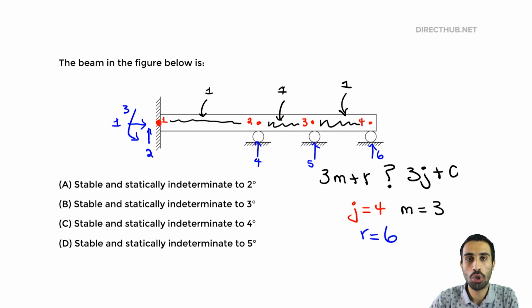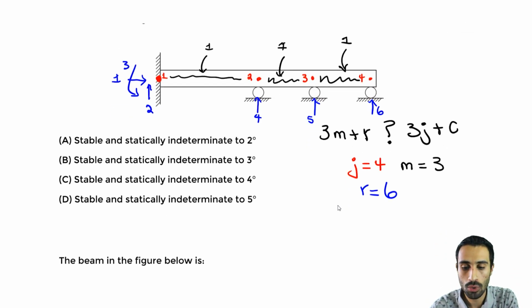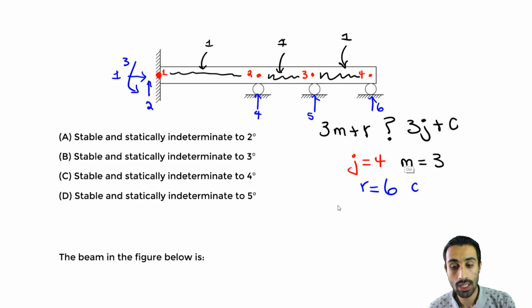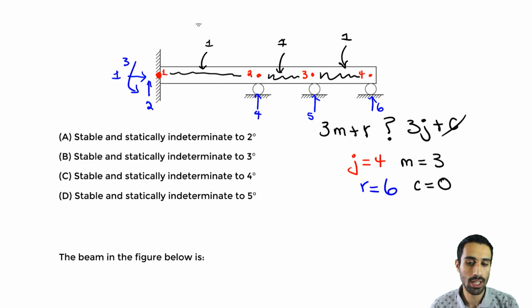Here we have none. So we have no extra equations outside the equilibrium equations. The 3 equilibrium equations we often consider for global equilibrium. 3, right? So C in this case is not applicable. We have no internal hinge, so we have no extra condition equations. So this equals 0, it's out. We don't consider that.